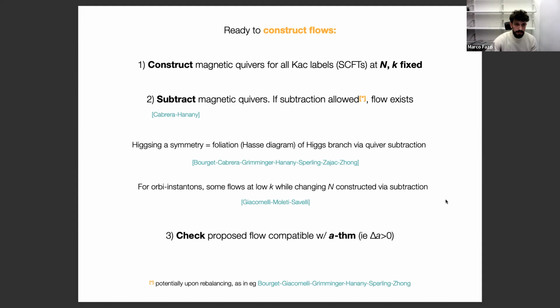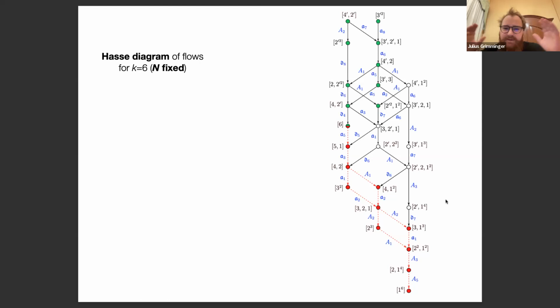So when we do quiver subtraction, typically, let's say you have some theory, you have a magnetic quiver for the theory. Then the theory that we can flow to on the Higgs branch has a magnetic quiver that we subtract from the original quiver. Is this what you say? Correct. So you subtract the one you would flow to from the original. That's okay. Yes, exactly. You can phrase it this way.